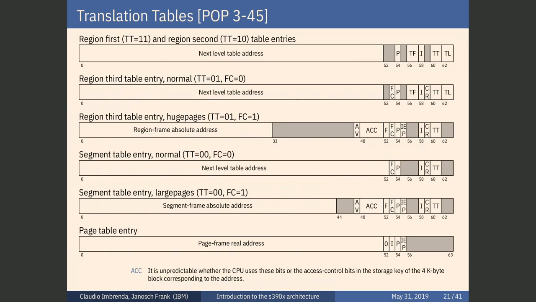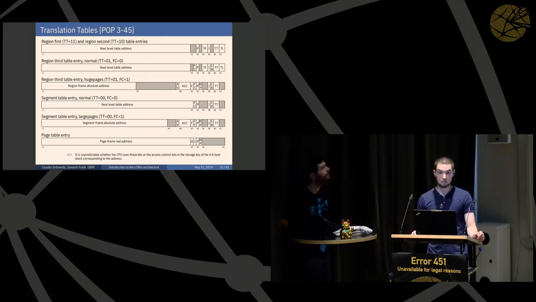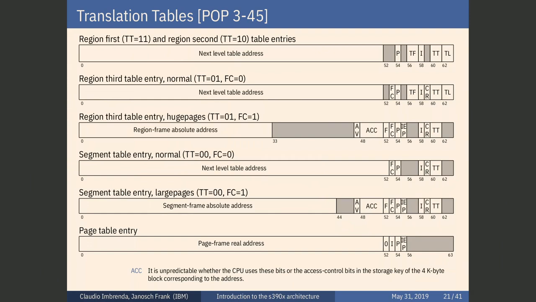The highest one is called region first. The region tables, which go up to the region third, have a table type to distinguish them and a table length. So actually, you don't need a full four pages for each region table. You can just say, well, I only need one or two, and go on from there, which is quite nice. Usually, on other architectures, the page tables occupy exactly one page. But as you noticed, we have 11 bits and 4K pages, so we can need up to four pages per level, which is why we have this table length and TF as well. Then we have the segment table, which is basically a special region table. It has the table type of zero.